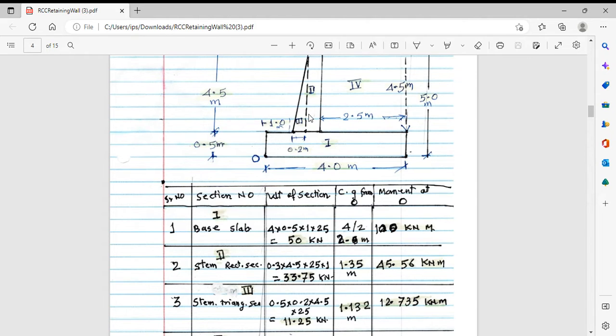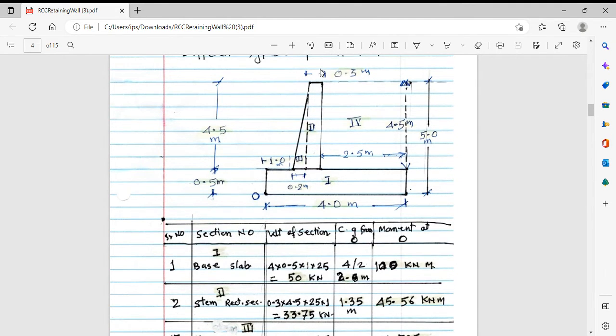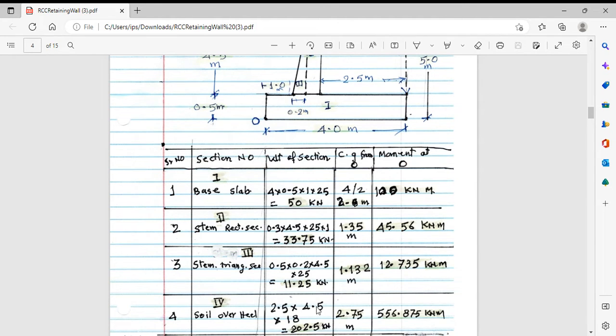Now the stem, I'm talking about the vertical portion. This is 0.3, this is 4.5, multiplied by 1 meter in this direction, multiplied by 25. Its CG from O is at a distance of 1.35 meters, that is 1 meter plus 0.2 meter plus half of 0.3, and it comes out to be 1.35, and this will be the moment. Third, this is the third section, half base into height into 1 into 25, and its CG from here is taken at 1.132 meters, and the moment will be 12.735.